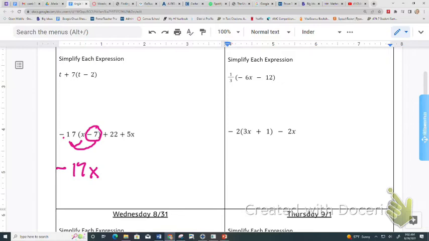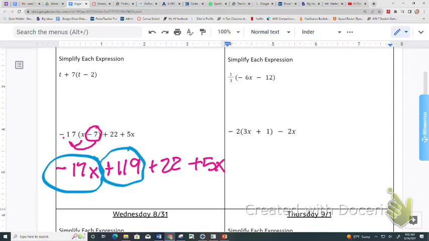Okay, guys, everybody answer this one, okay? What's -17 times -7? 119. Positive or negative? So we write plus 119. Now bring down the rest of the problem. Okay, now what? Combine like terms. I'm going to circle each term with the sign in front of it so I get all the right signs. If I start with my 1s, what's 119 plus 22? 141.